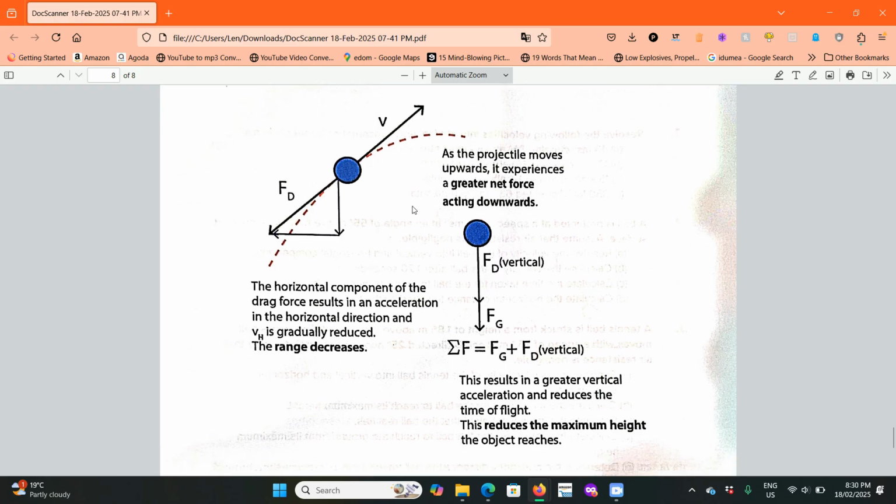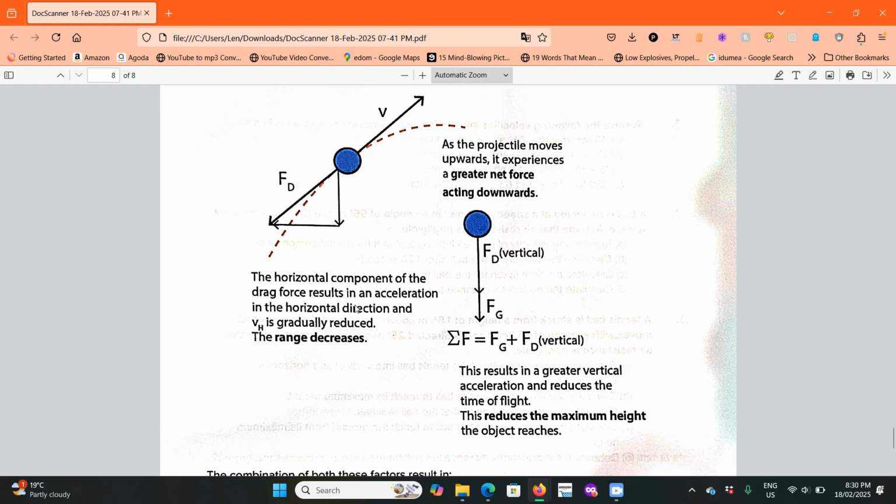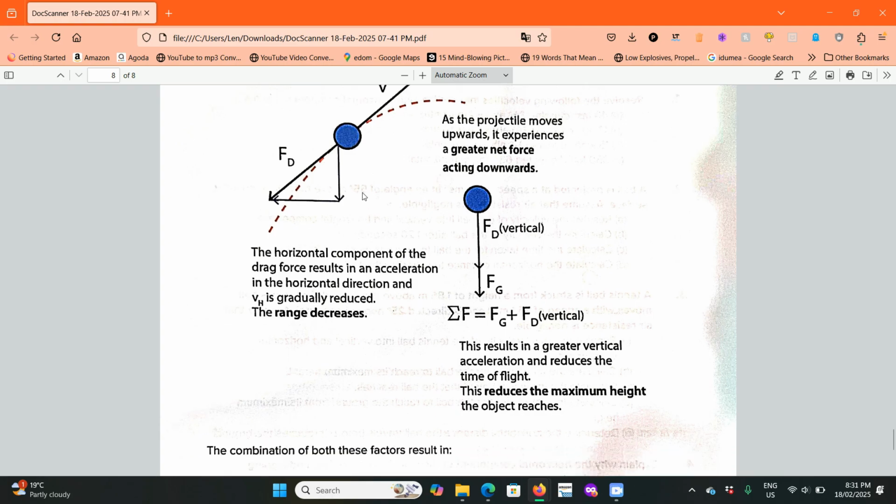As the projectile moves upwards, it experiences a greater net force acting downwards. The horizontal component of the drag force results in an acceleration in the horizontal direction, and VH is gradually reduced. The range decreases. So when you have drag force, something will not go as far as it should because it has a force acting against it. These two combined together result in a greater vertical acceleration and reduce the time of flight. This reduces the maximum height the object reaches.